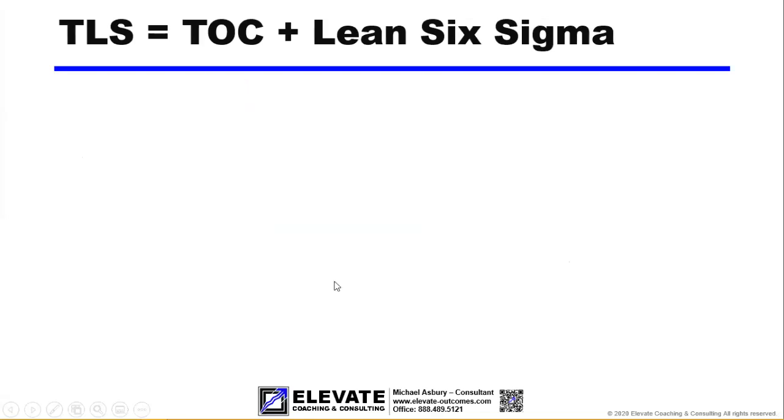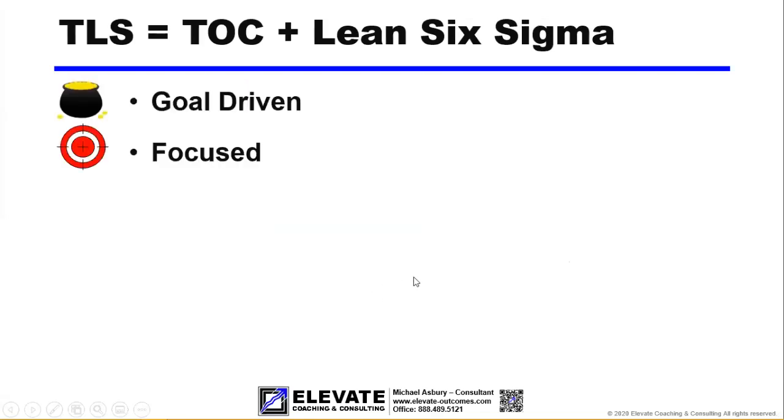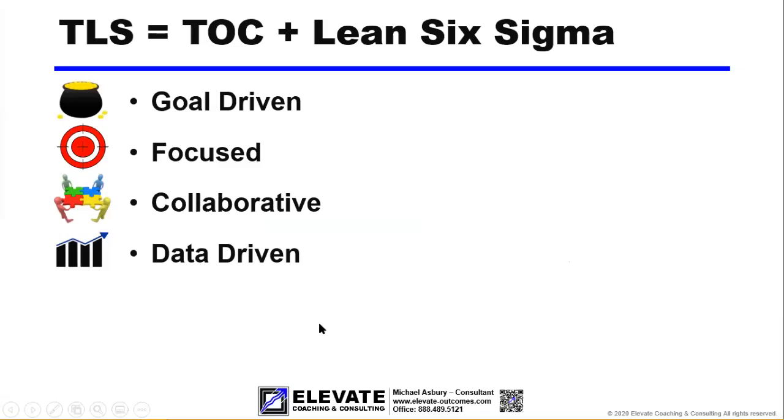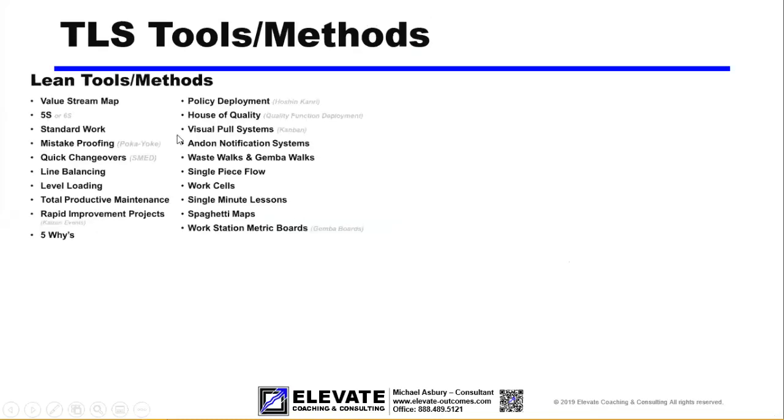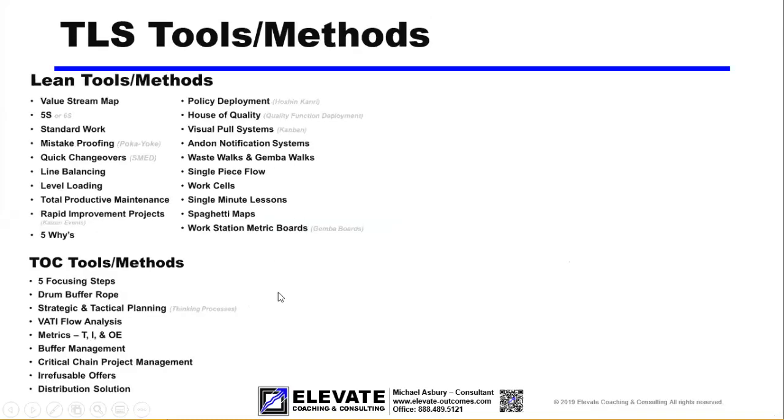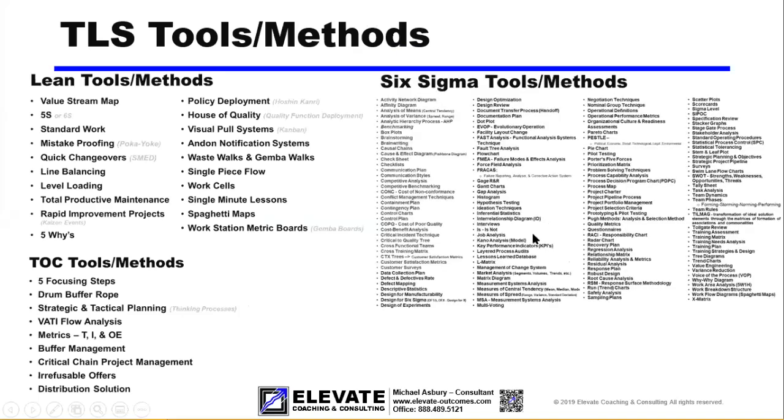So we've got goal driven, focused, collaborative, data driven, obstacle removing, and value increasing methodology here. So we've combined those to have a synergistic approach that takes all of the strengths and complements the weaknesses of each of those. Okay. So with those, we have the Lean tools, we've got the theory of constraints tools and methods, and we have the Six Sigma tools and methods. So now what we're going to talk about is how do we put that together in a sequence that makes the most sense to get the most impact.